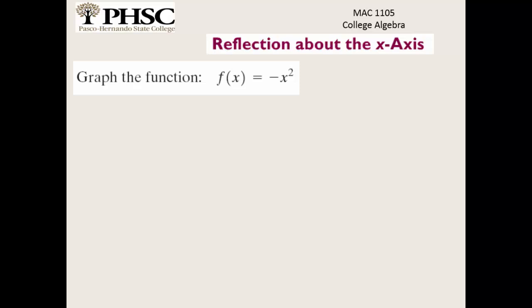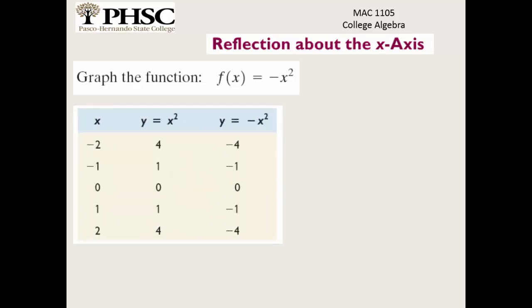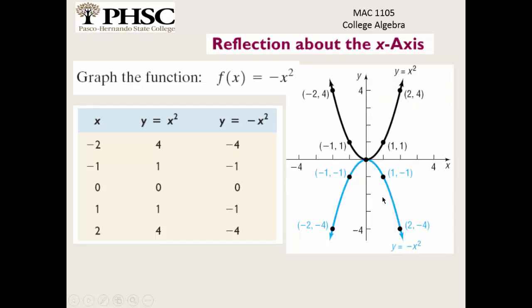So let's talk about reflections about the x-axis. f of x equals negative x squared. Here the base function is x squared, and if we multiply by negative 1, then we go from the ordered pair -2, 4 to the ordered pair -2, -4. And here's what the graph looks like. Another thing about parabolas: if the coefficient of the squared term is negative, it opens downward, as opposed to if it's positive, it opens upward.